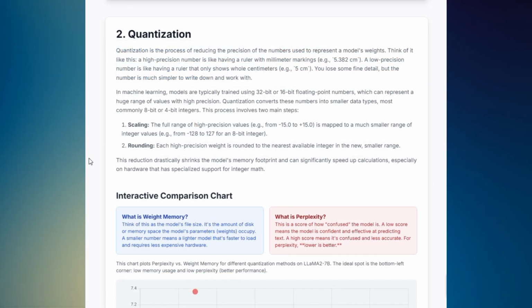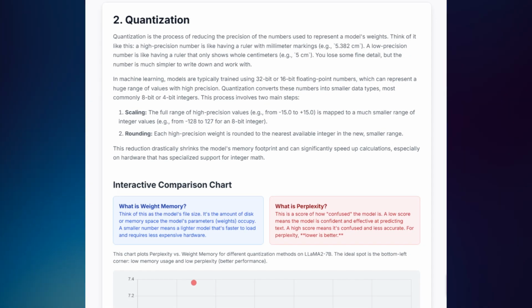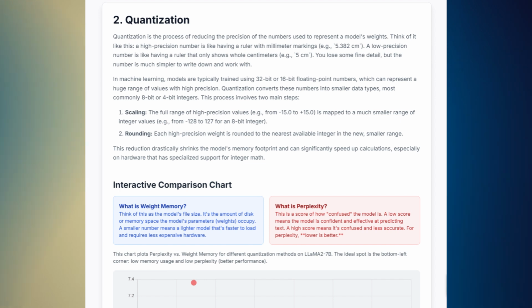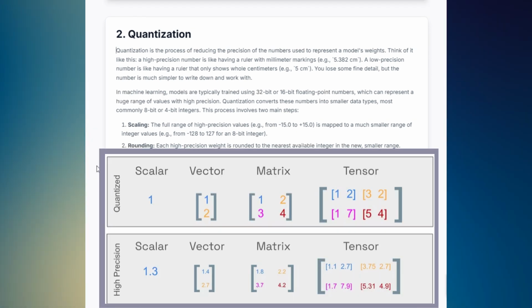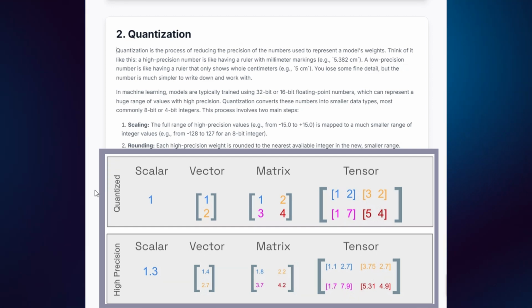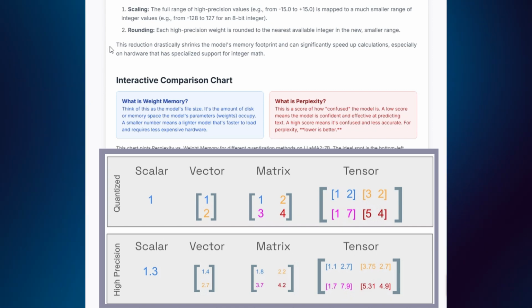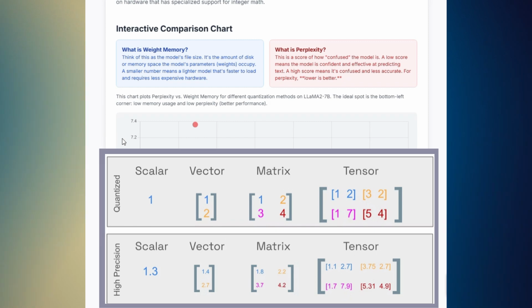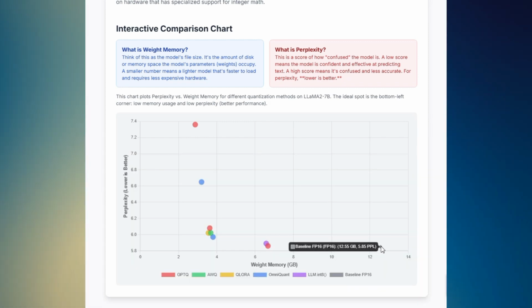Typical training occurs at 32-bit or 16-bit floating point numbers, which can represent a large range of values with high precision. Quantization of these numbers into smaller data types like 8-bit or 4-bit integers involves steps of scaling or rounding. Scaling involves reducing the high-precision value to a smaller range of integer values, where rounding takes each high-precision weight and rounds it to the nearest available integer in a new smaller range. This drastically shrinks memory usage and speeds up calculations.